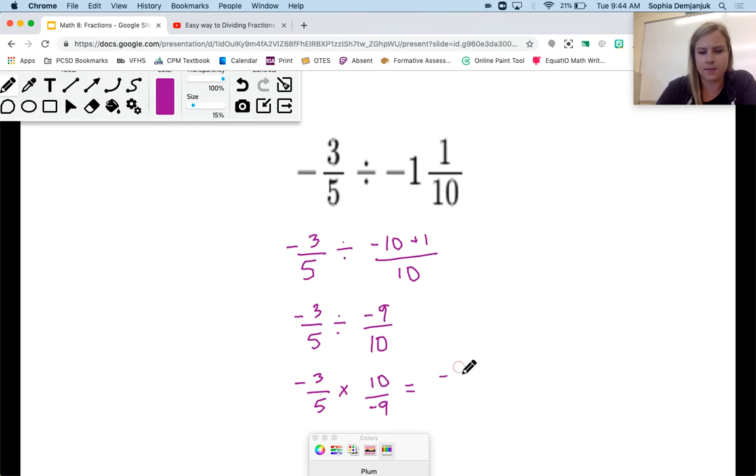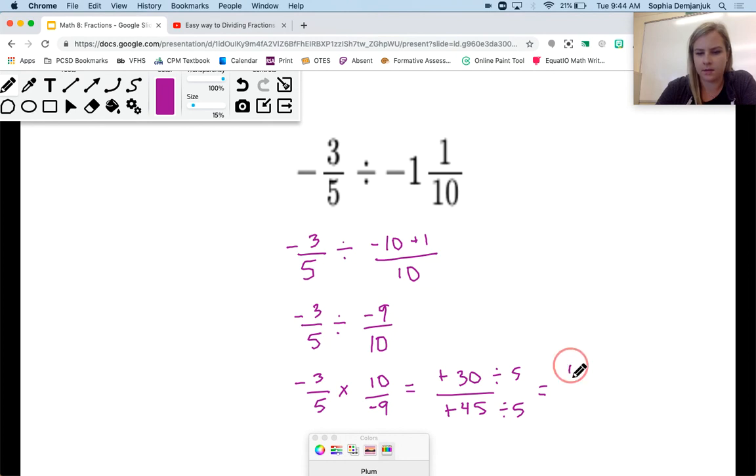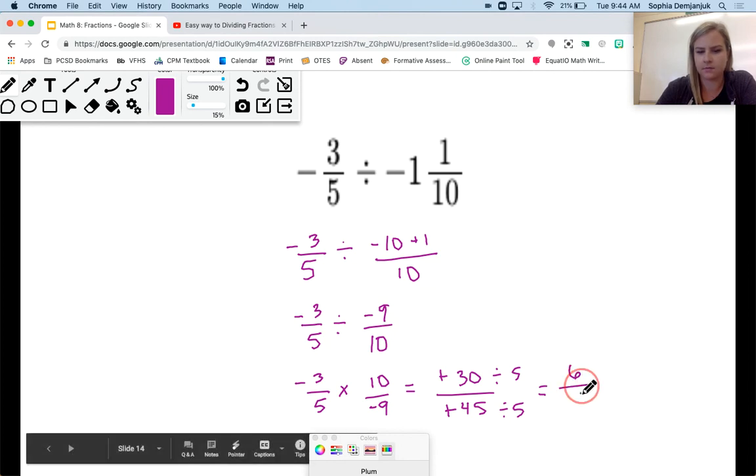Multiply across the top, I get negative 30. Across the bottom, I get negative 45. Negative on top and bottom turns positive. These are both divisible by 5. I will get positive 6 over 9. And we're not going to circle this yet because these are both still divisible by 3. You could have recognized that this was divisible by 15 to make it a shorter problem. You'll get 2/3 as your final answer.